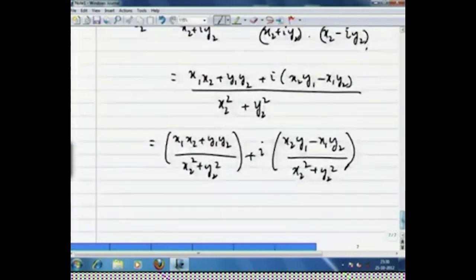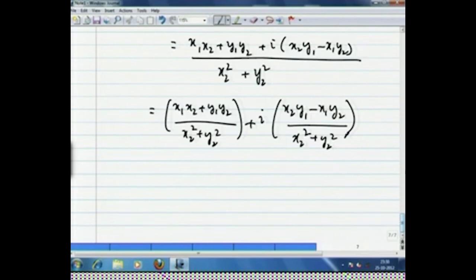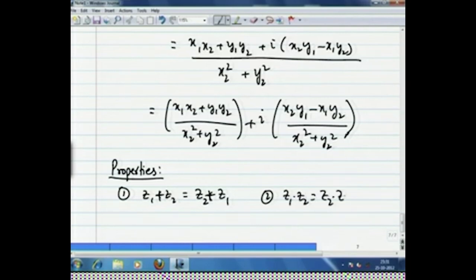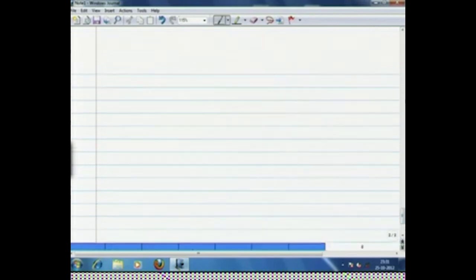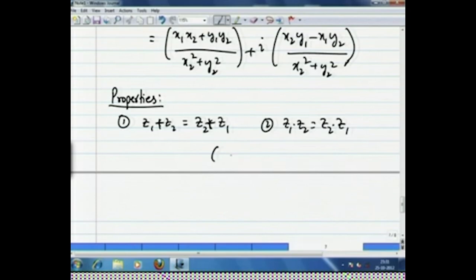So these are the rules for addition, subtraction, multiplication and division, and they follow the following properties, which might be familiar to the viewer from an earlier course on complex numbers. Firstly, z 1 plus z 2 is equal to z 2 plus z 1. And likewise, second, z 1 times z 2 is equal to z 2 times z 1. These two properties are called commutativity, the commutative property of addition and multiplication.